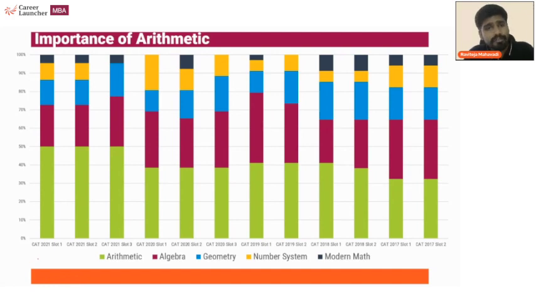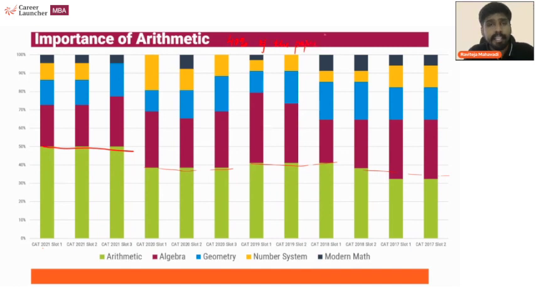If you look at the last 4 or 5 years of CAT, from CAT 2017 to CAT 2021, which is on this slide, you'll find that in CAT 2021 maybe 50% of the paper was arithmetic. Roughly 40% of the paper in CAT 2020 in all the slots was arithmetic, roughly 40% again here and here. So arithmetic is roughly 40% of the paper.